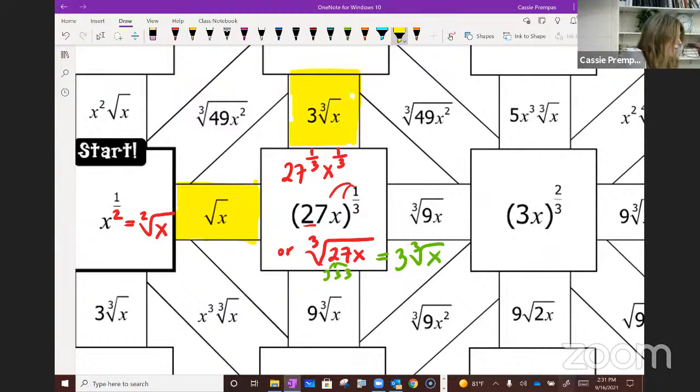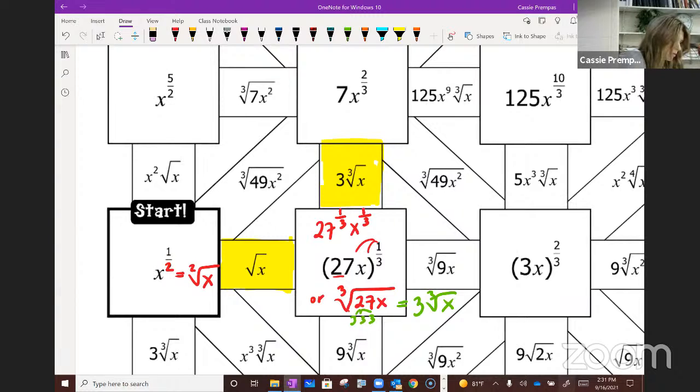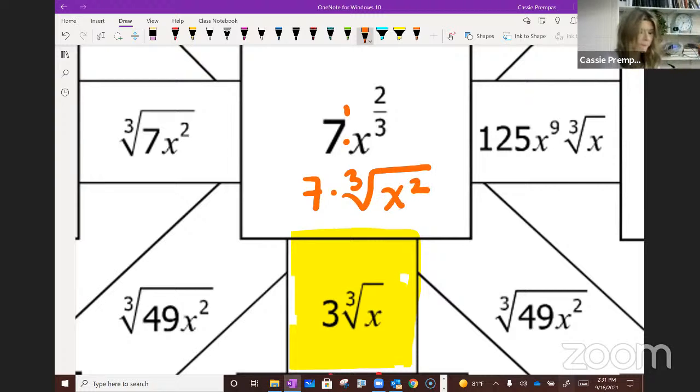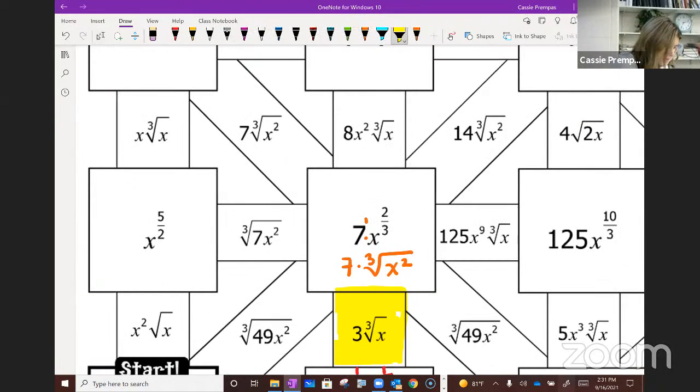I'll do 2 more with you, and then I'll have you work with your partner. So now we're at the next one. Try this one on your own. I want to see if I can catch any mistakes here. Okay, check up here when you have it.